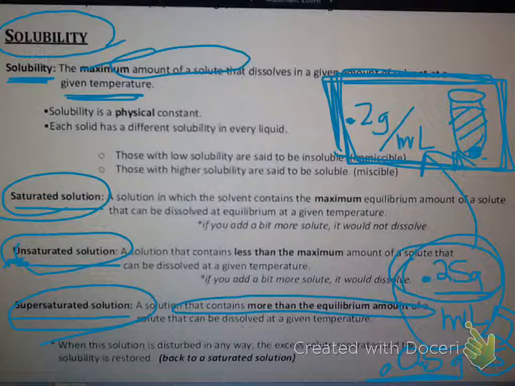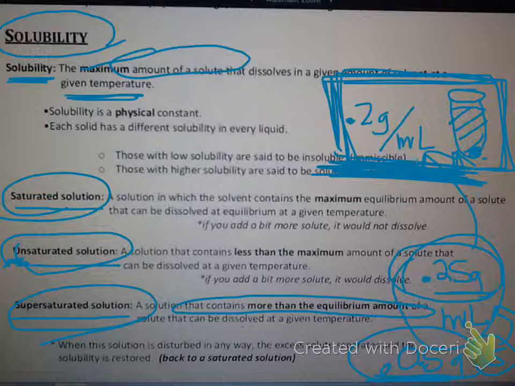Precipitate means to go from the liquid phase down to the solid phase. So it would precipitate out of the solution, and then you would just end up with a saturated solution again. So if we disturbed it, you'd go back to the saturated solution, 0.2 grams, and you'd have 0.05 grams of solid precipitated out. Okay, now how do you make a supersaturated solution?